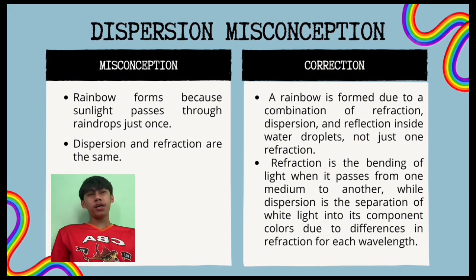Misconception about rainbows: rainbows form because sunlight passes through the raindrops just once. Correction: a rainbow is formed due to a combination of refraction, dispersion, and reflection inside the water droplets, not just one refraction. Misconception: dispersion and refraction are the same. Correction: refraction is the bending of light when it passes from one medium to another, while dispersion is the separation of white light into its component colors due to the difference in refraction for each wavelength.